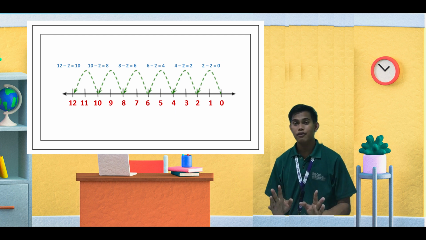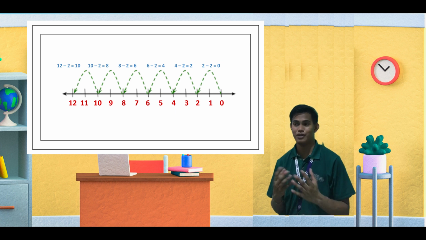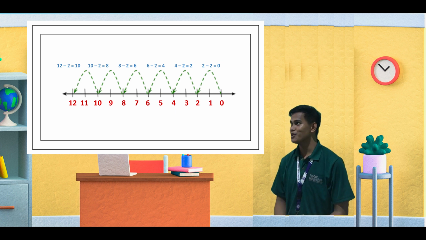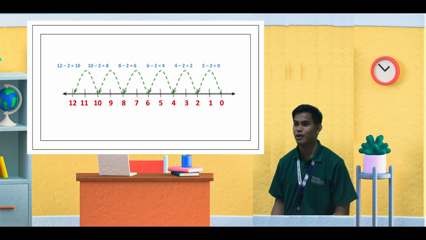So 12 minus 2 is equal to 10. Then let's subtract from the previous number. So 10 minus 2 is equal to 8. Then 8 minus 2 is equal to 6. Then 6 minus 2 is equal to 4. And 4 minus 2 is equal to 2. And 2 minus 2 is 0. So here we're going to skip count backwards. So we have 12, 10, 8, 6, 4, 2, and 0.